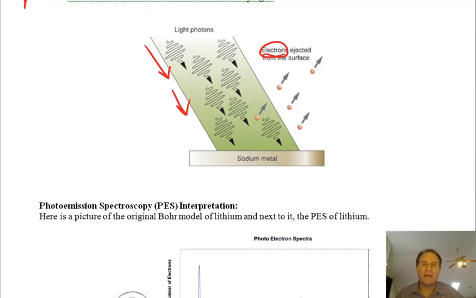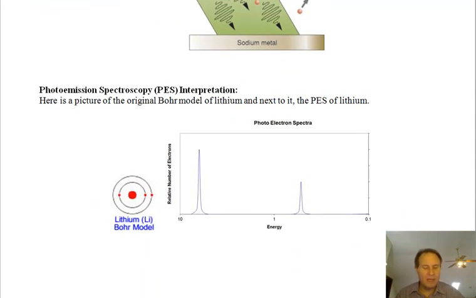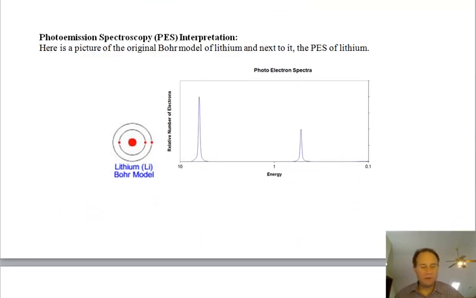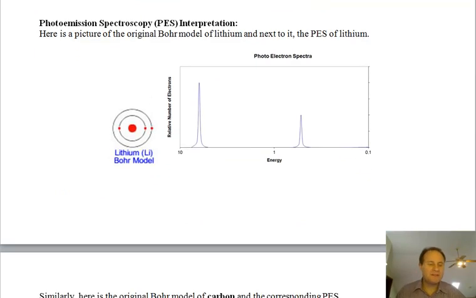Again, take a look at that YouTube video clip. What's new to me this year and new to the AP chemistry world in general is this idea of photoemission spectroscopy. PES is how the cool people say it, and interpreting some spectra. Well, what we like about this is that it builds nicely onto the Bohr model.